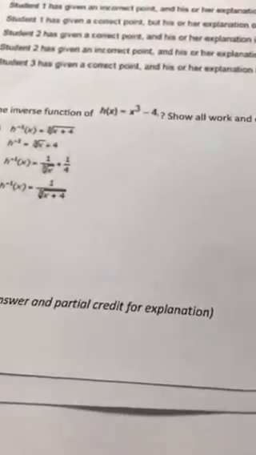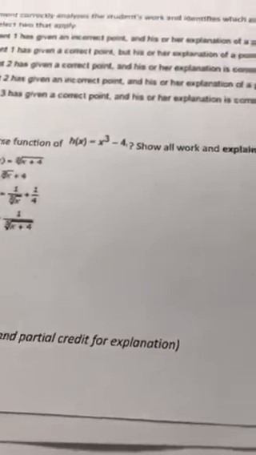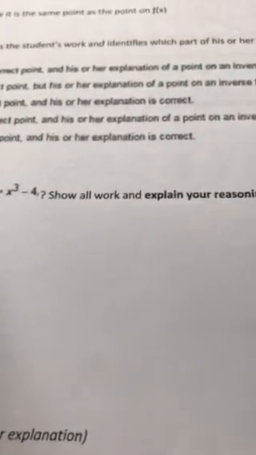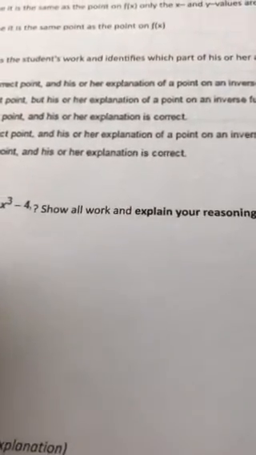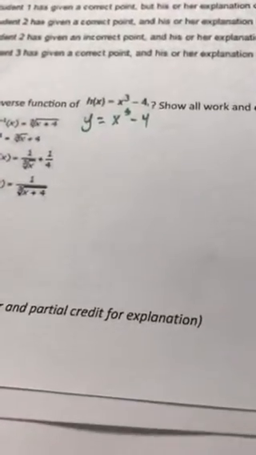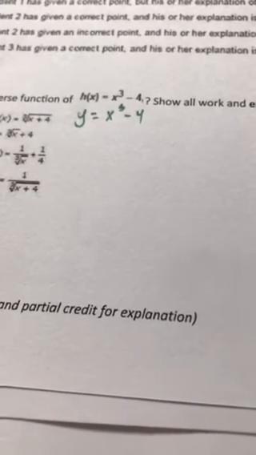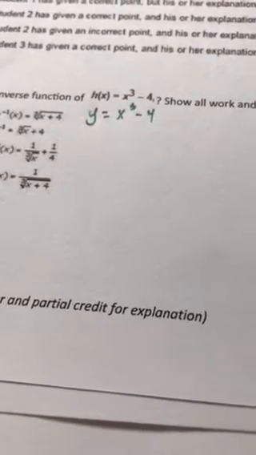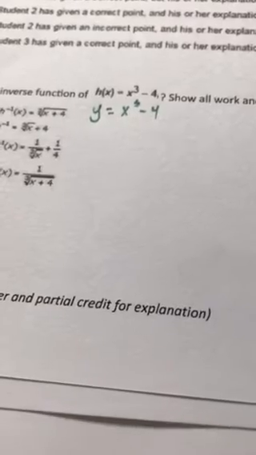So first things first, let's go ahead and write this in standard form. Instead of h of x, we're going to replace that with a y. So y equals x to the third power minus 4. Whenever we're finding the inverse function, what we're essentially doing is switching the input and output, so we're switching the x and the y value.